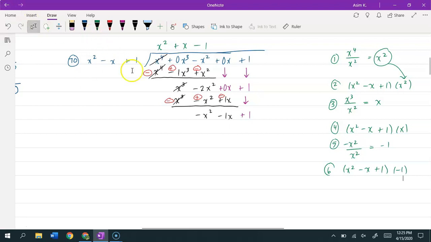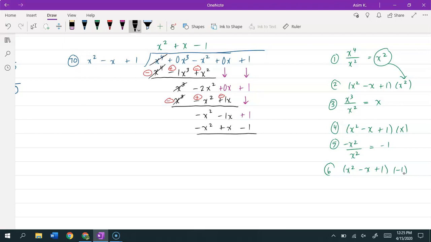So everything that is in the divisor multiplied by what you just got in the quotient, the new thing in the quotient. Let's go ahead and write that answer in this line. x squared times negative 1 is negative x squared. Then negative x times negative 1 is positive x. And finally, 1 times negative 1 is a negative 1, like that.